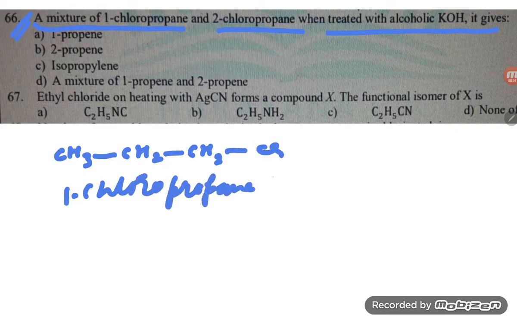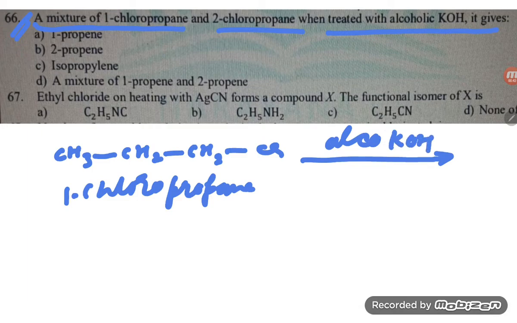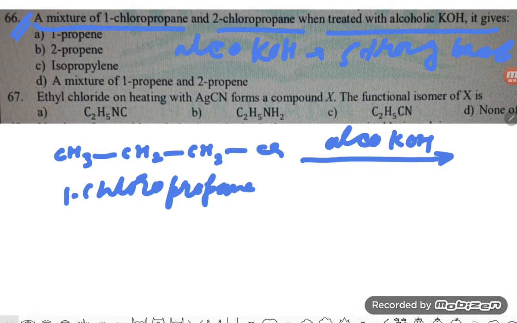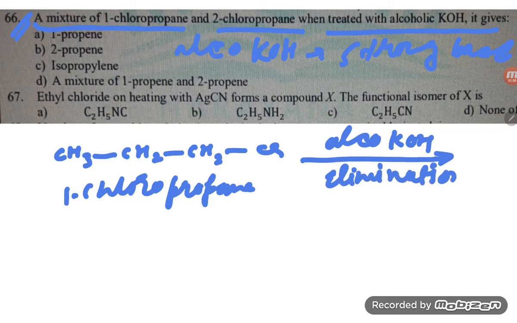Of this 1-chloropropane, when you are treating with alcoholic KOH, we know that alcoholic KOH is a strong base. And if it is a strong base, it results in the elimination reaction. So how will the products form, student? One hydrogen from the neighbouring position and the chlorine will be out. So minus HCl will be there, student.